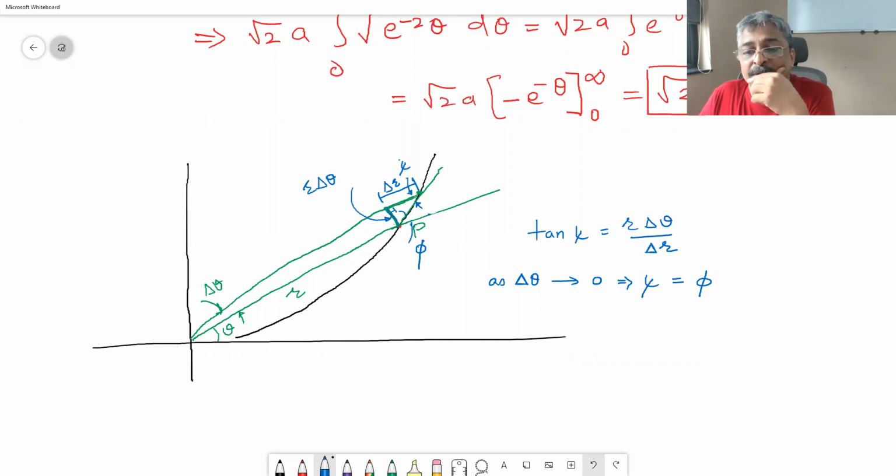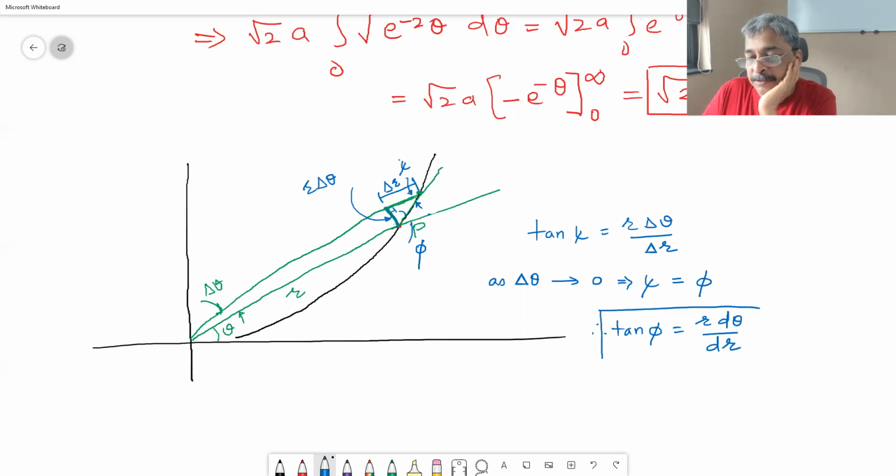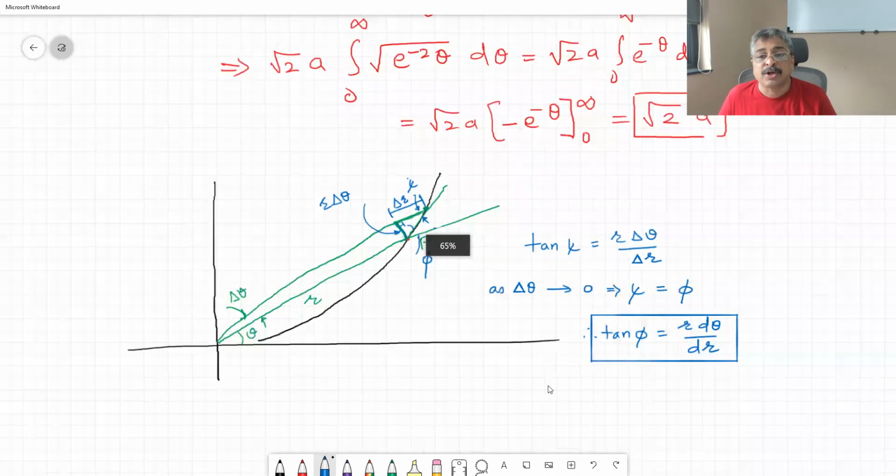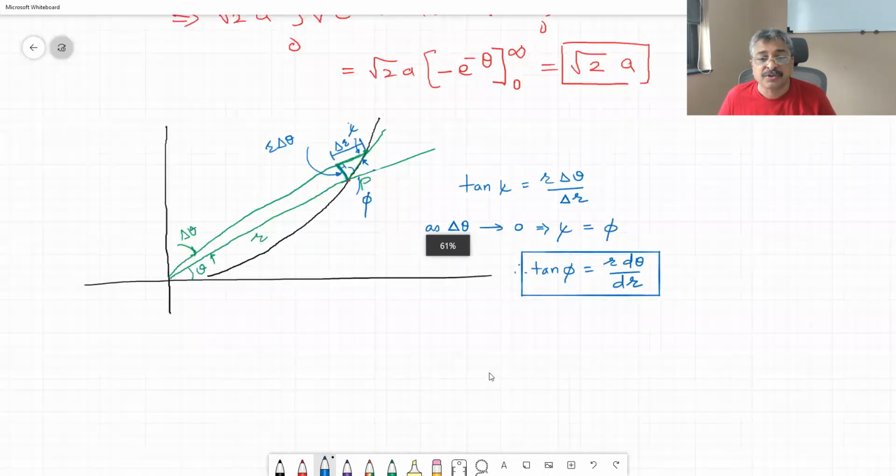Okay, that is the situation, and therefore tan of phi is equal to r d theta upon dr in the limiting case. This is important for me. Now we can come back to this if you have not understood, but let me finish.